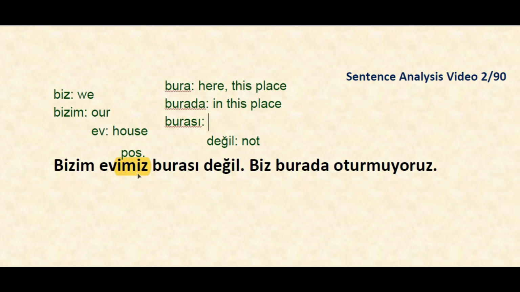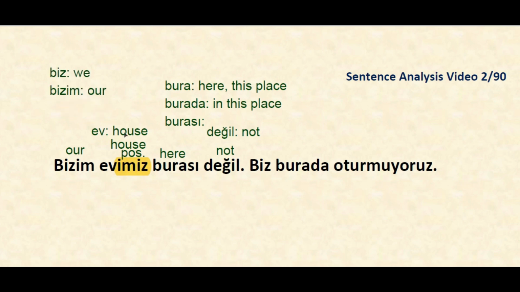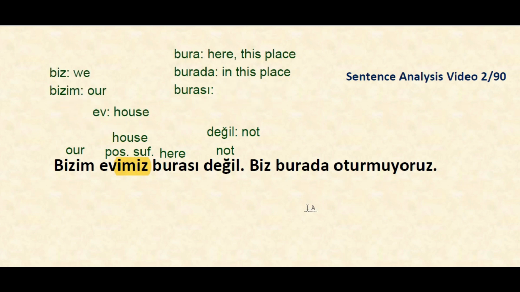So "bizim evimiz burası değil." That means "our house is not here." Yeah, so "bizim evimiz" was "our house." Let me write here so you can see better. So "our house." Because of "bizim," this "evimiz" got the possessive suffix at the end. And "burası" was "here" and "değil" was "not." So "bizim evimiz burası değil." Shortly we got this one. Okay. And let's see the second part.